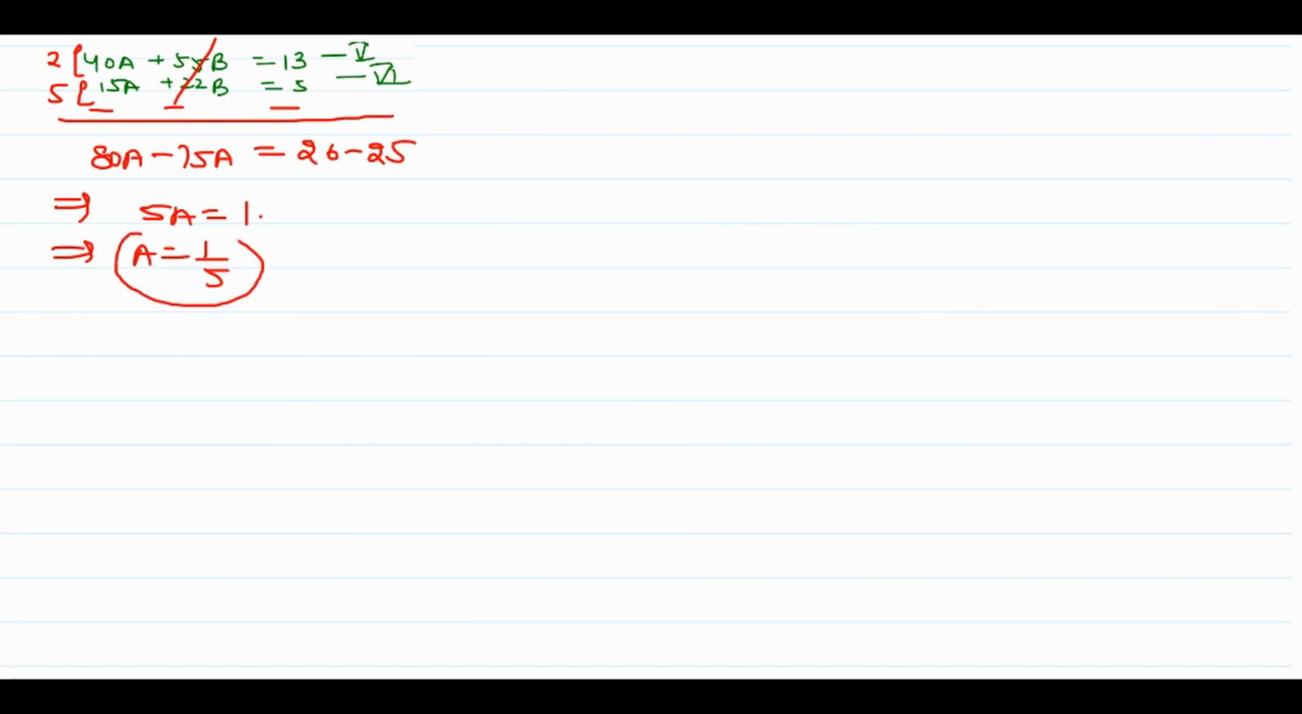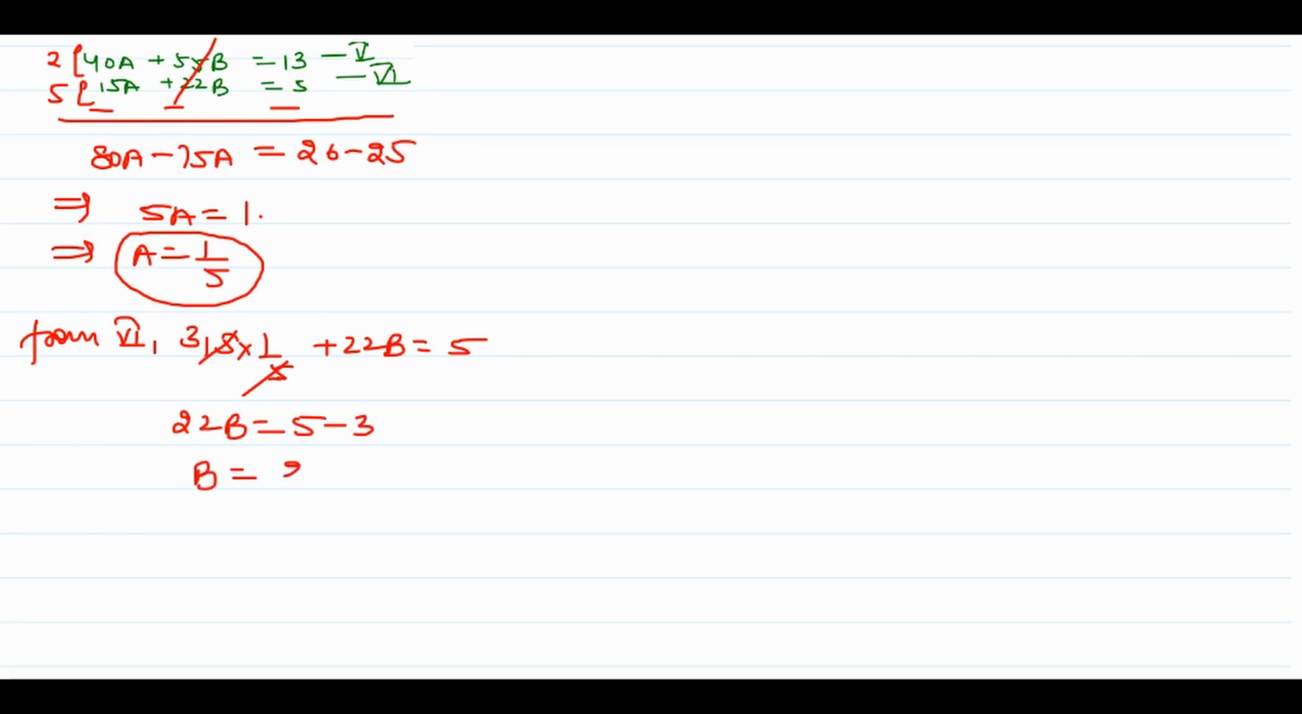This is one value. Now going back, say from 6, we take 15 into 1 by 5 plus 22B is equal to 5. So we get this cancelled. So 22B is equal to 5 minus 3. B is equal to 2 upon 22, 1 by 11. So B is equal to 1 by 11.